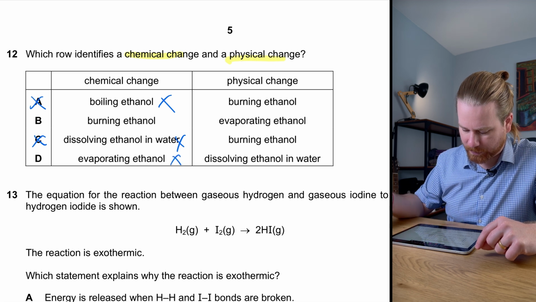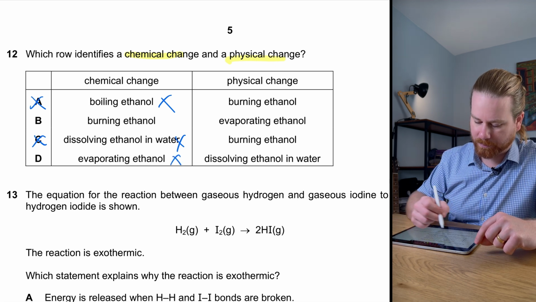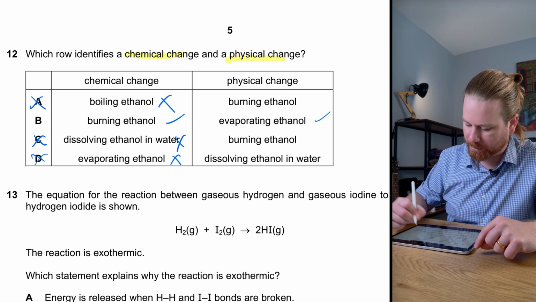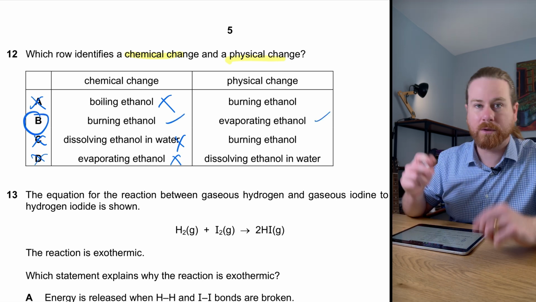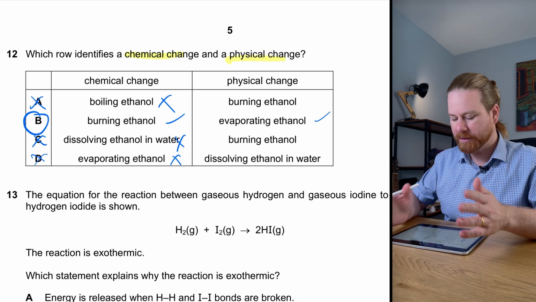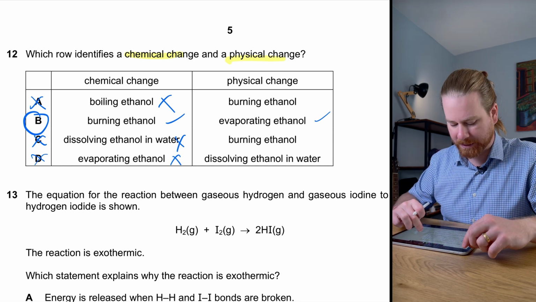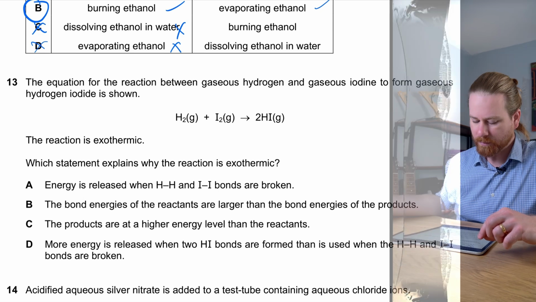Or evaporating is also not chemical, so let's check if this is correct. So this is correct, so this one has to be correct, and it is. So yeah, our answer is B. So with these, I would maybe just look at one column first, because it makes things a bit easier and a bit simpler for you.